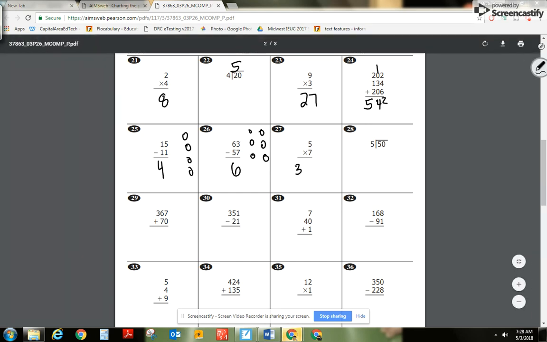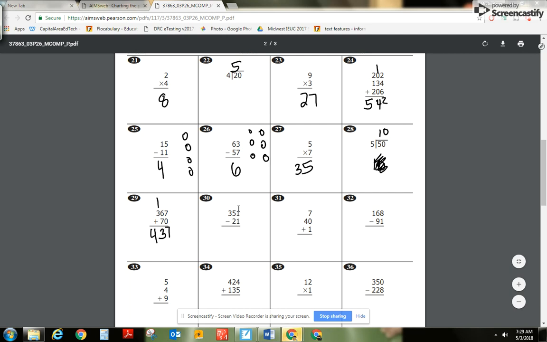5 times 7 is 35. 50 divided by 5 is 10. Number 29, this problem, most of us do pretty well. We start in the ones place. 7 plus 0 is 7. 6 plus 7 is 13, and we need to make sure that we regroup those tens into the hundreds. 100 plus 300 is 400.